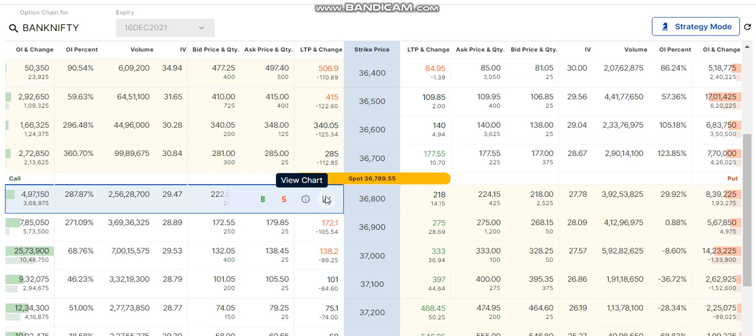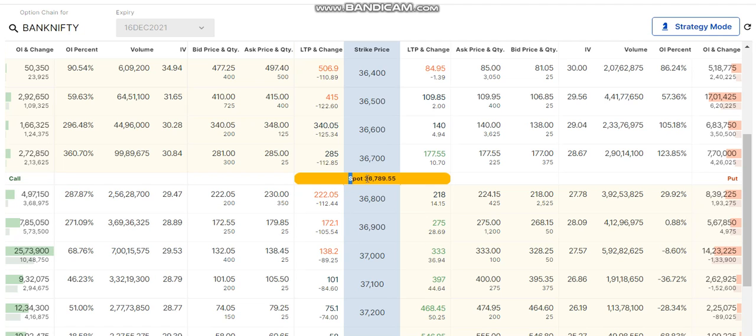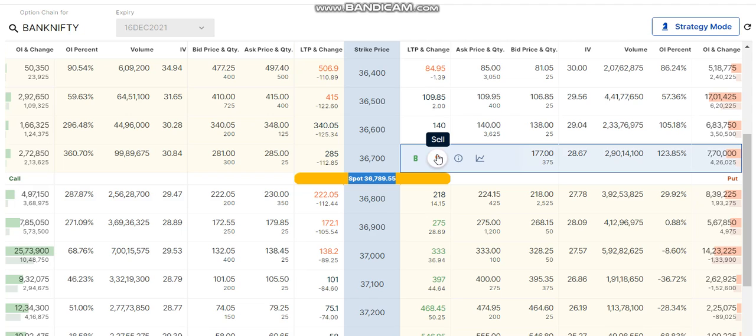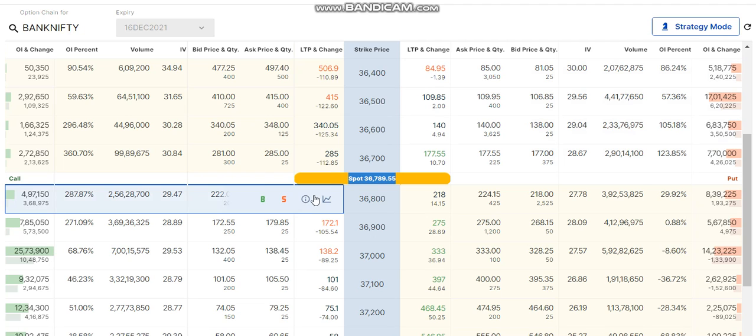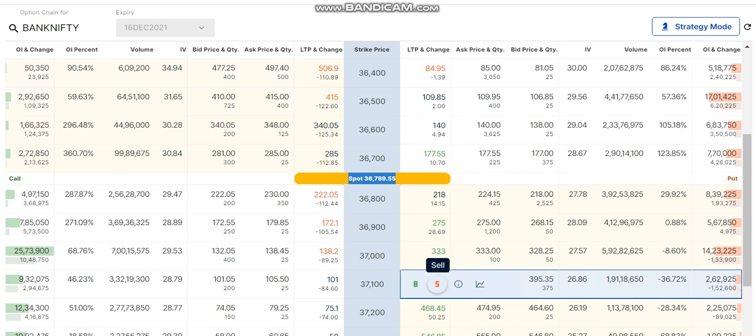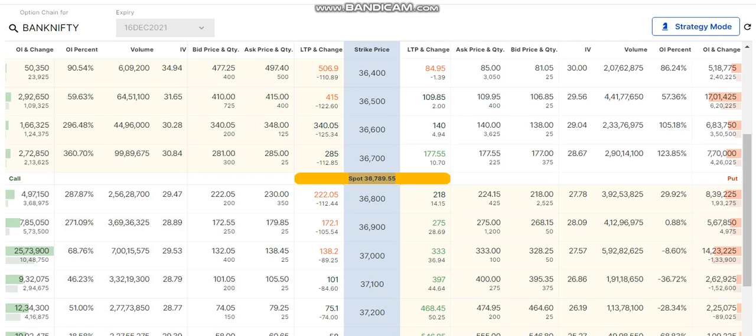Tomorrow, that is today on expiry day, if the spot price is at the same level after the completion of trading hours at 3:30, then these premiums will become zero. 222 and 177, and all the premiums below this on the left side and above this on the right side will become zero, because these are out of the money contracts. They will become zero on expiry day, that is on Thursday.